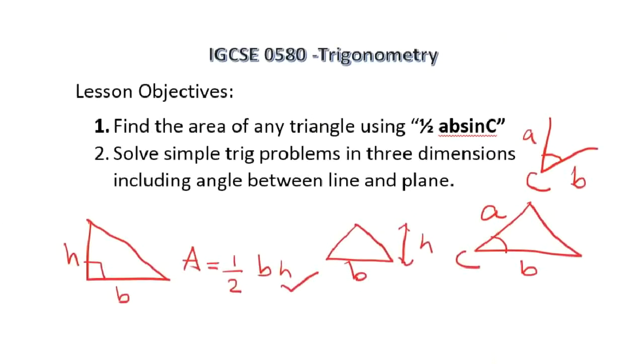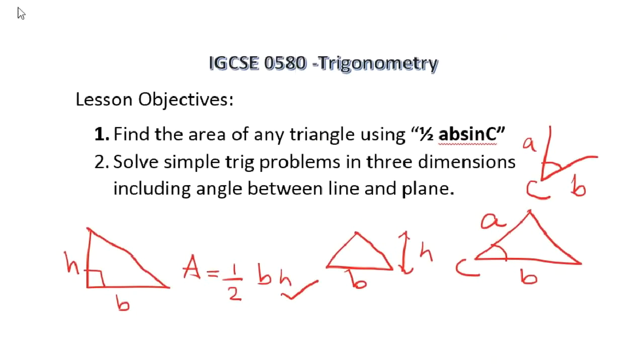Okay, hope you understand our lesson objectives. Find the area of the triangle using half ab sine C. Check. Solve simple trigonometric problems in 3 dimensions including angle between line and plane. Check. Hope you understand these 2 lesson objectives and the given examples.